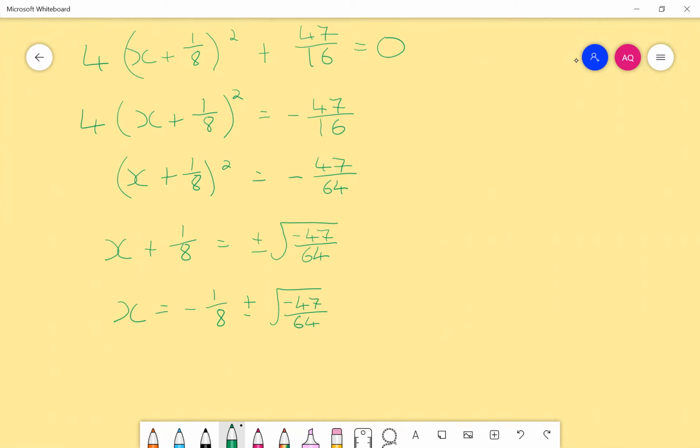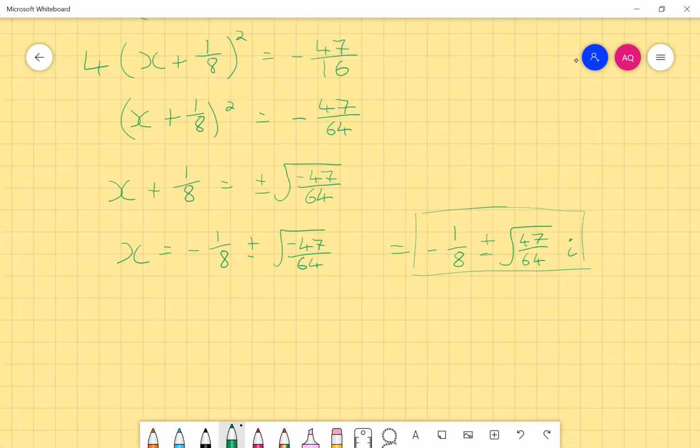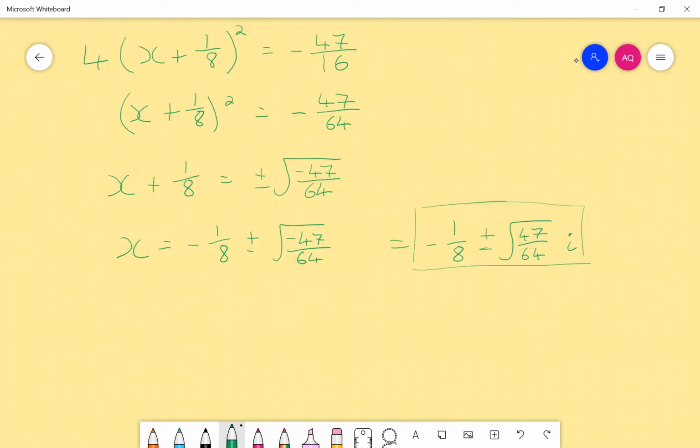Now we could probably tidy that up a little bit more. This will involve a bit of complex numbers as well. So that is equal to minus 1/8 plus or minus the square root of 47 over 64 i. So it doesn't have any real roots, so that's to do with complex numbers. If you haven't done complex numbers, you don't really need to worry about that at the moment, but if you're preparing for an exam, then you should hopefully know that as well. So that's how we can use it to solve an equation.